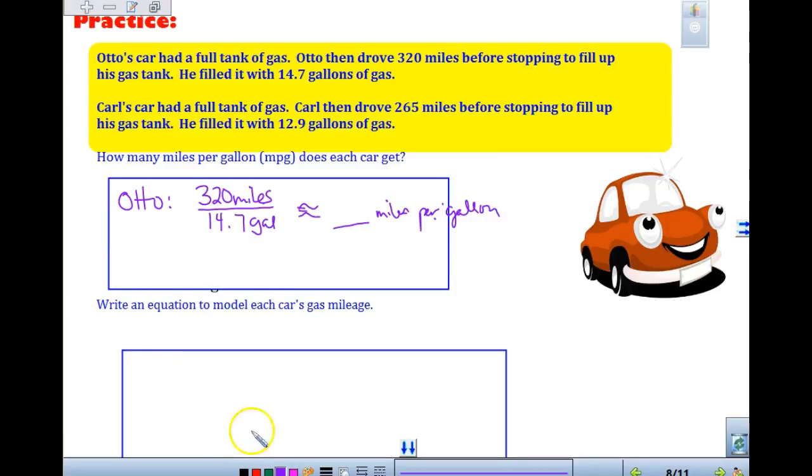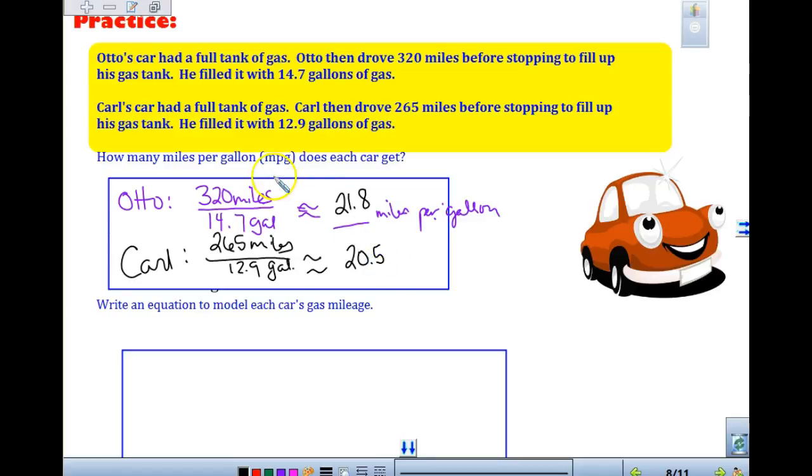Then we're going to do the same thing for Carl, right? So for Carl, again, check with your shoulder partner. What number should we be dividing for Carl's? We should take our miles, 265 miles, and divide it by 12.9. Remember, when you put this in, you're putting 320 divided by 14.7. So the first person should have come out to be about what? 21.8. 265 divided by 12.9 gallons should be 20.5.